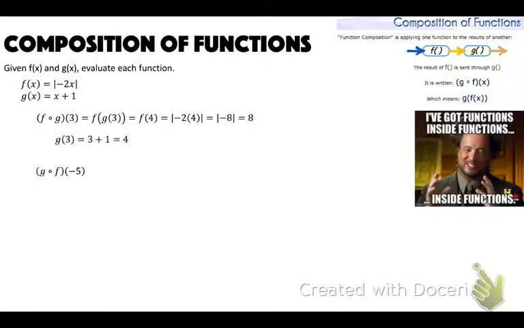Okay, let's do another one. So g of f of negative 5. So I can rewrite that as g and then f of negative 5. So that means I need to find what f of negative 5 is first. And you end up getting absolute value of negative 2 times negative 5, which is the absolute value of 10, which is 10. So this is going to be g of 10. And then I can just plug 10 into the g function, so 10 plus 1 is 11.